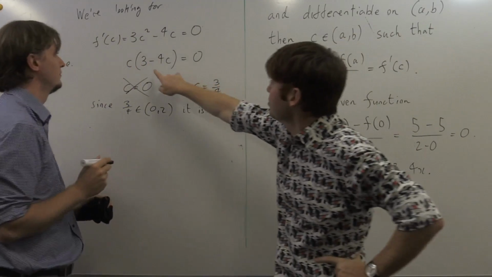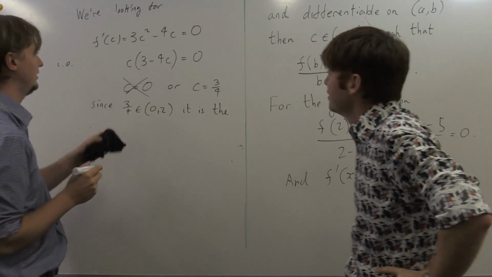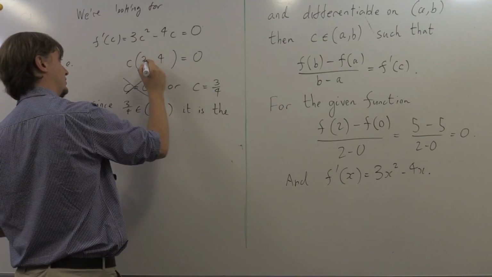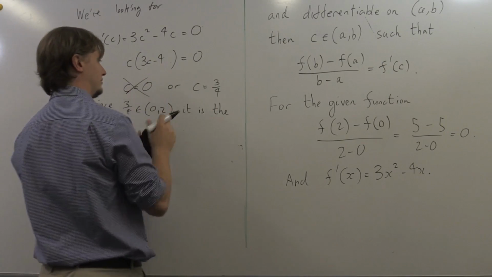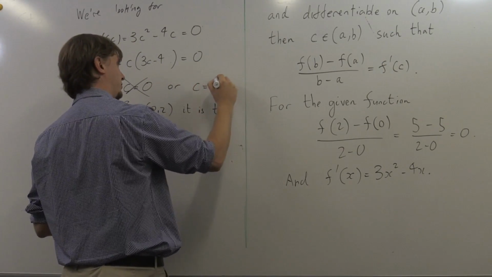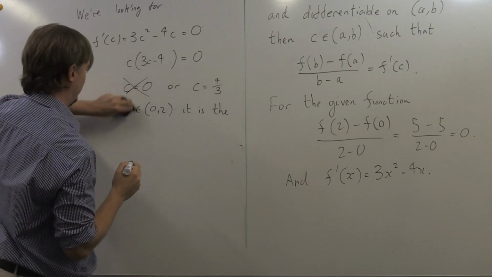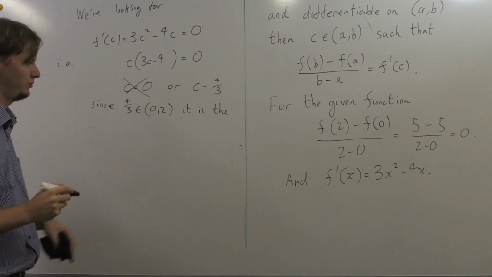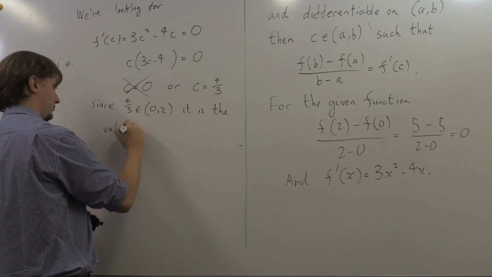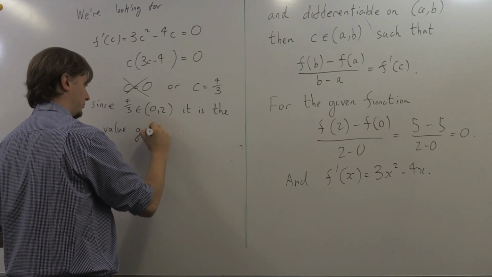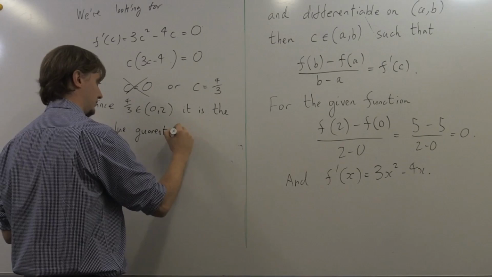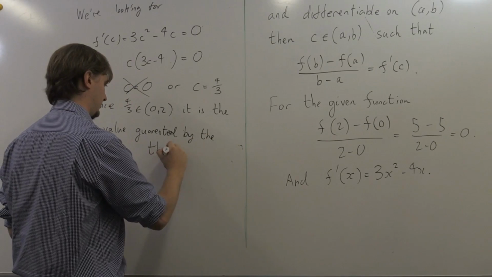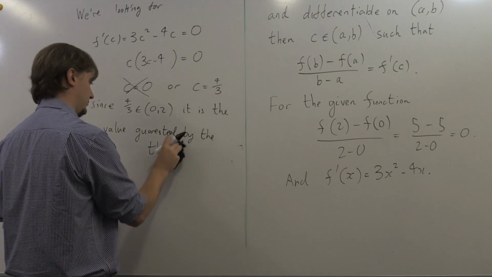You've just, this bit is swapped around. So I have. Thanks. Right. So doesn't change it too much. Yes. Luckily, this point still is inside, but wrong point. All right. So yes, since 4/3 is in the range 0 to 2, this is the value. Well, it's the value guaranteed by the theorem. MVT. Yeah.